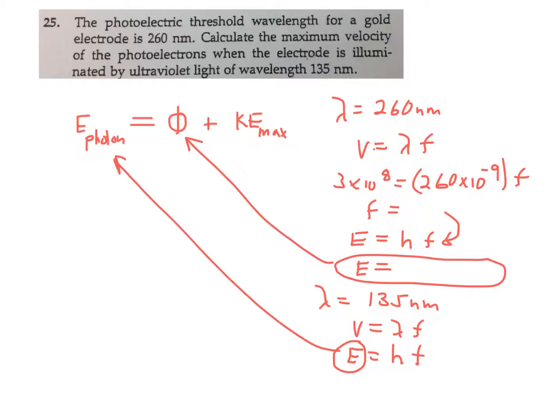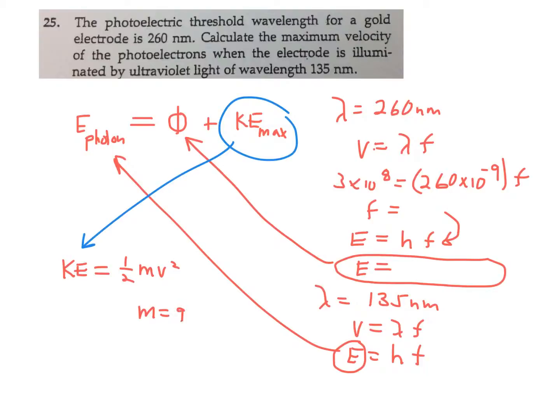Knowing those two things, you subtract those, or basically move the work function over, and you will then have the kinetic energy of the electrons, which you will plug into 1/2 mv squared. In other words, you will know this goes there, and you know that the mass of the electrons is 9.11 times 10 to the negative 31st kilograms, and then you will have it.